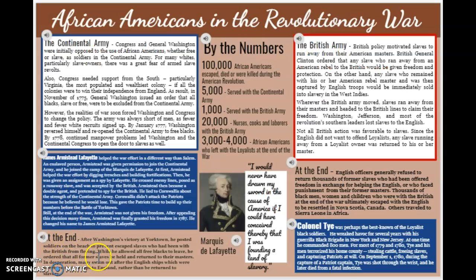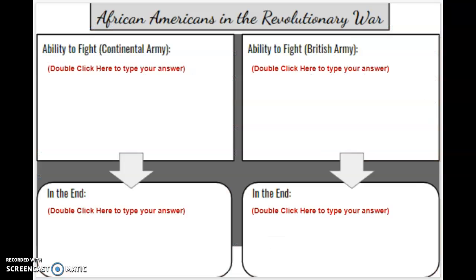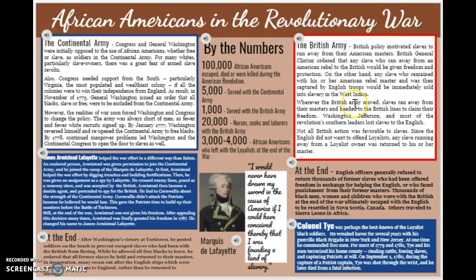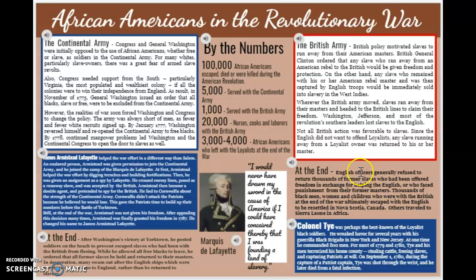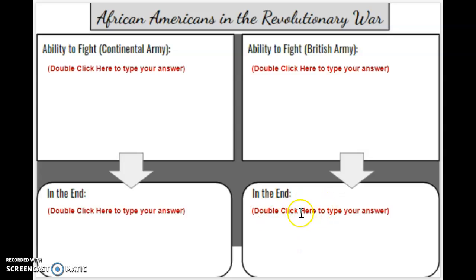Then you would go back, and right here at the bottom, it tells you what happened to African Americans after the Revolutionary War. You will fill in a brief answer of what happened to them at the end here. And then we go over to our British Army side. Were they able to fight? Summarize that information here. Also explain what kind of benefits they might have had to fight in the British Army. Also, the end explanation is here as well for that side, what happened to them in the end, and summarize that information.